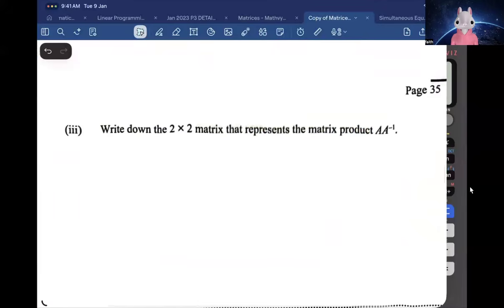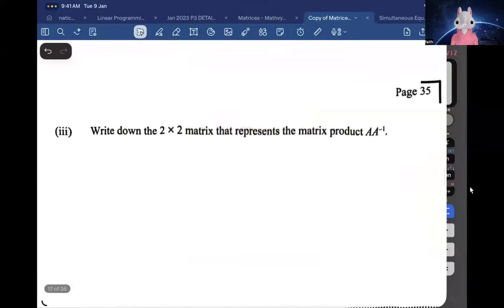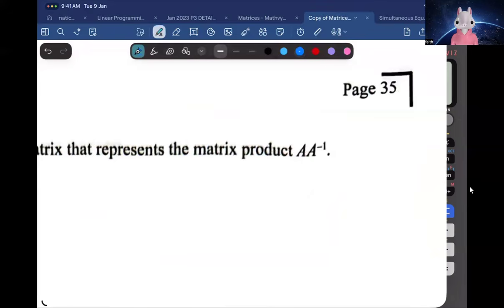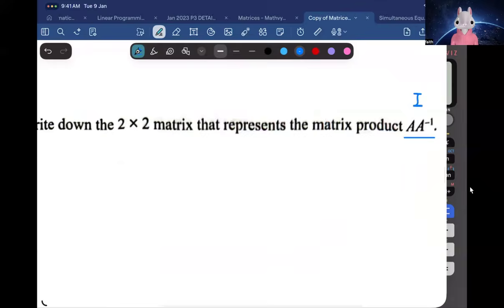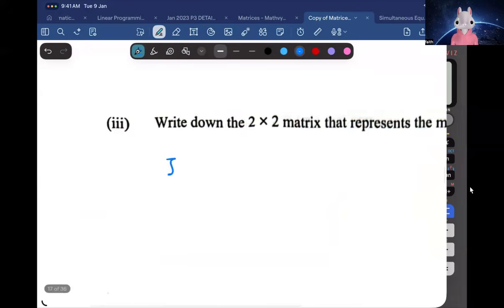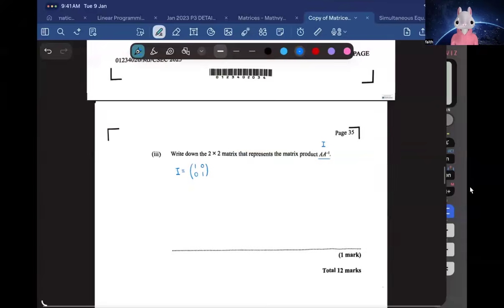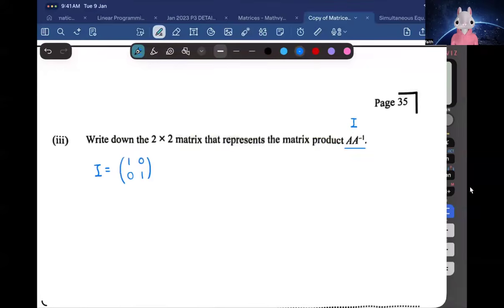All right, guys. We know this answer, it's a 1 mark question. Write down the 2 by 2 matrix that represents the matrix product A by A inverse. What is A by A inverse? The identity matrix. And the identity matrix is given by 1 0 0 1. So, guys, if it's the matrix by the inverse, it's going to give you the identity matrix, which is just 1 0 0 1.